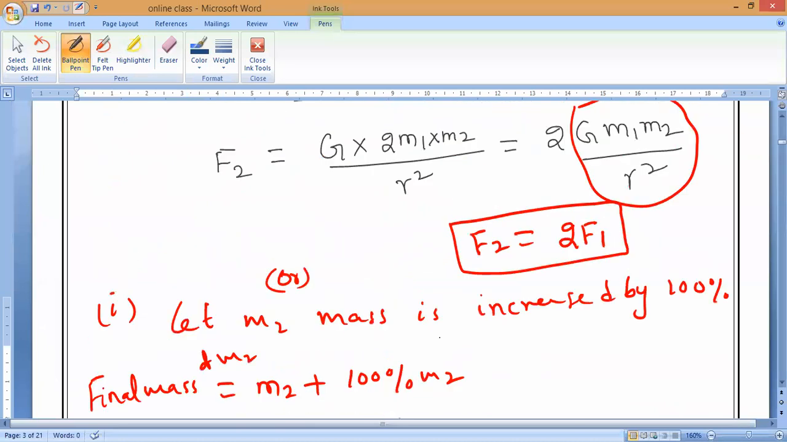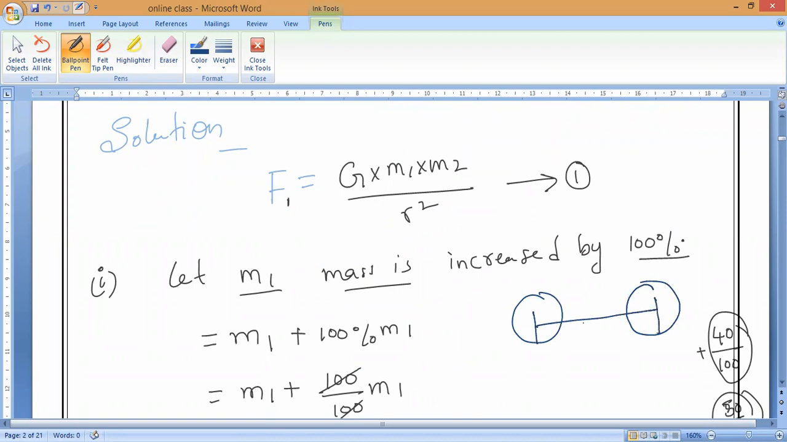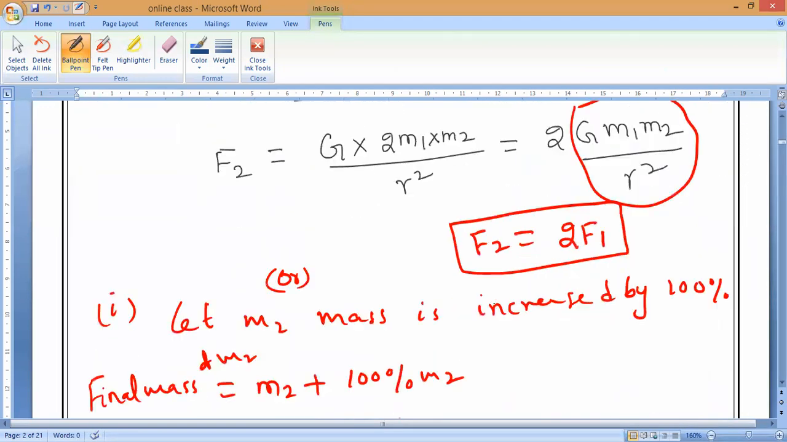And for the first question also, the diagram is missing. You have to draw the diagram. So what diagram can we draw? Now these are two bodies, and the distance between them is R. This body is M1 and this body is M2. Now we assume that M1 mass is increased by 100%. So the new mass becomes 2M1. Sir, they told mass is tripled.